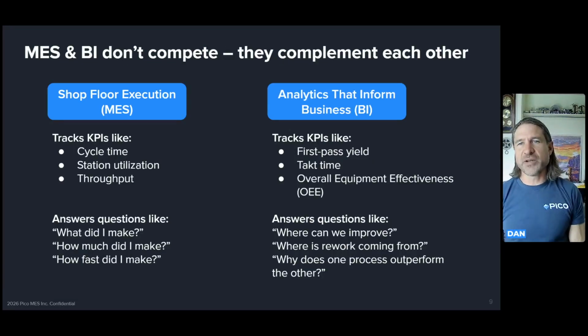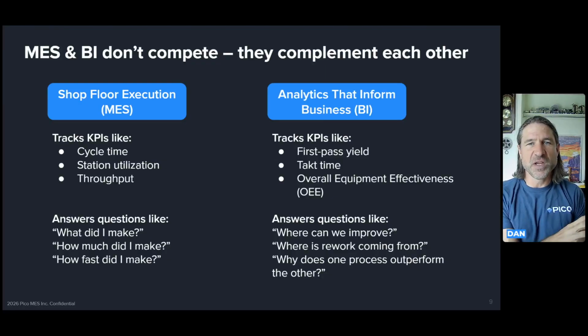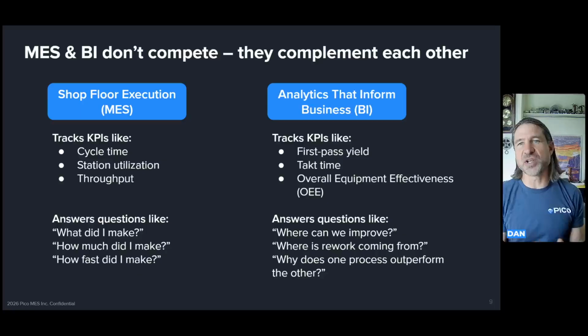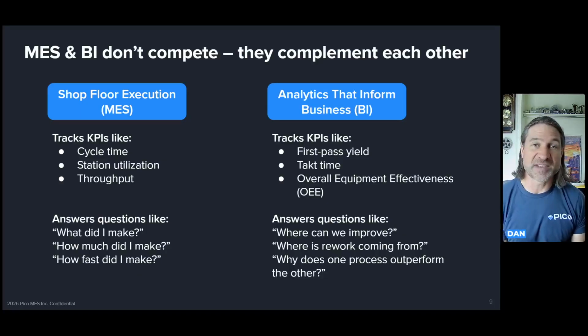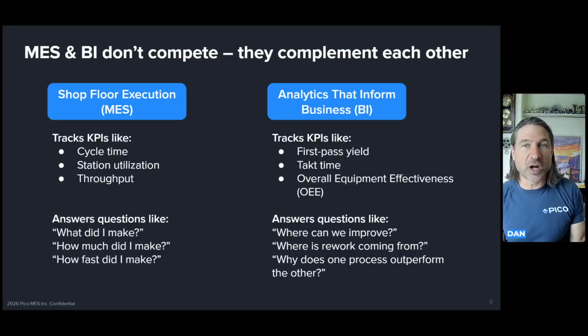So just to reiterate, it's the same raw data, and these don't compete. They just offer different solutions. In your MES system, you can track KPIs like cycle time, station utilization, and throughput, and those are going to be available in real time in the application software, available to anybody who has access to the application. And these are going to answer the questions: What did I make? How many of them did we make? How fast? How long did it take?